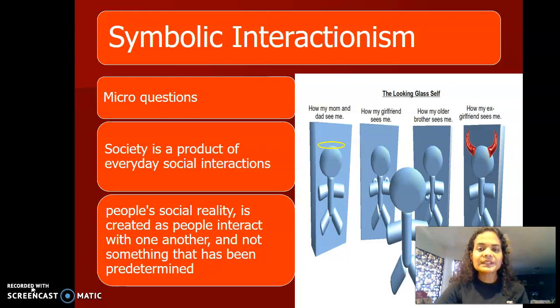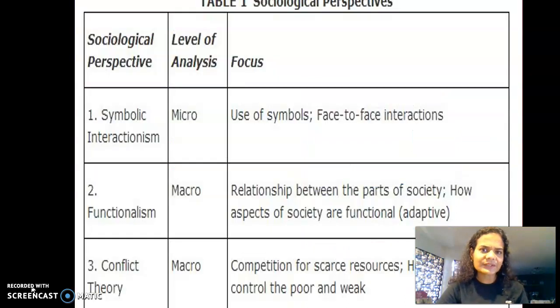In fact, symbolic interactionists are the ones who assert that all of reality is constructed through our interactions. We make meaning through our interactions, right? And so people construct their reality by interacting with one another, and therefore reality is never something that we can take for granted. It's never predetermined, okay? And it's a really fun topic, and I'm looking forward to sharing that with you in the next mini lecture.